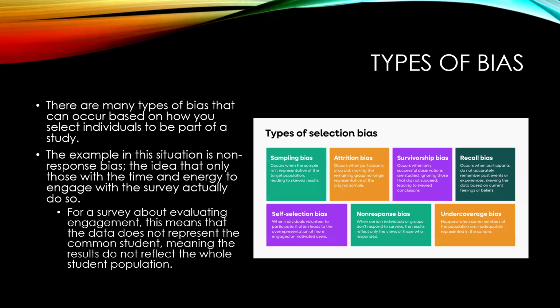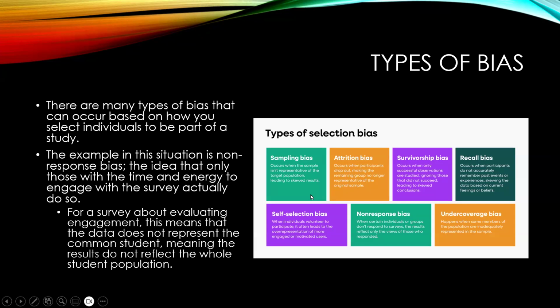There are many types of bias that can occur based on how you select individuals to be part of a study. The example in this situation is non-response bias, the idea that only those with the time and energy to engage with the survey actually do so. For a survey about evaluating engagement, this means that the data does not represent the common student, meaning the results do not reflect the whole student population.